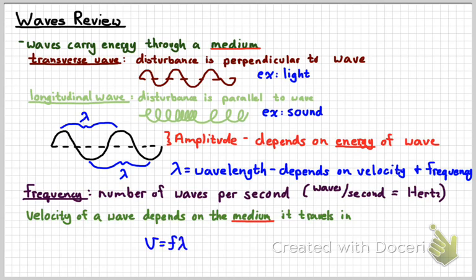Remember the relationship v equals f lambda. Lambda is the wavelength, v is the velocity, and f represents the frequency. You may have a problem or two using that equation. Remember that when you increase the frequency of a wave, the wavelength will decrease. So the more waves you create per second, the closer together they're going to be. You will be asked questions about how you can change all those things, like from your lab.